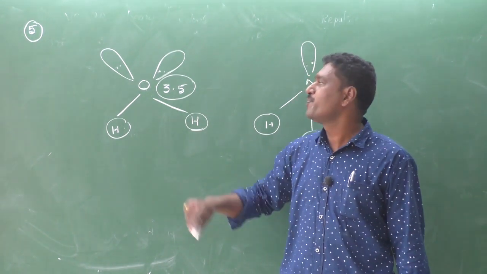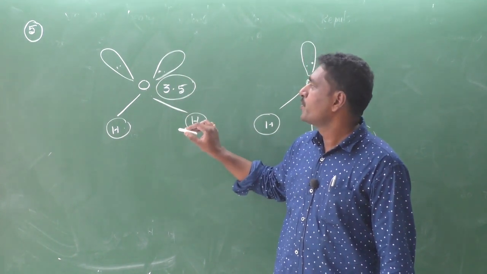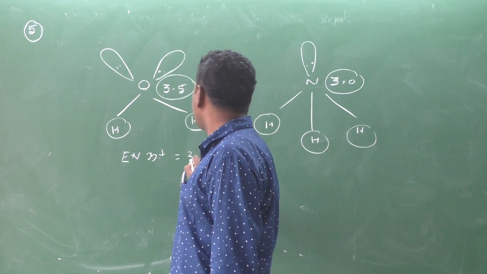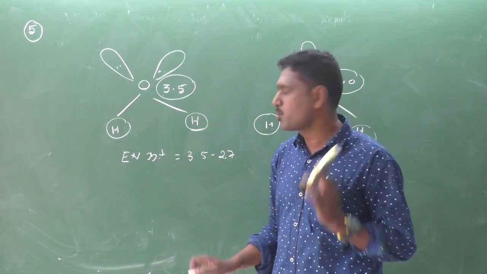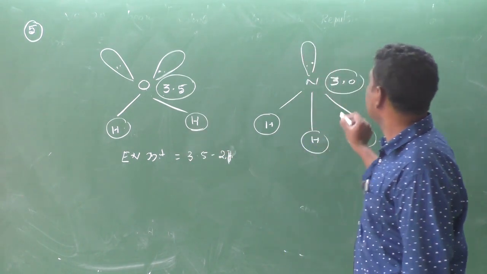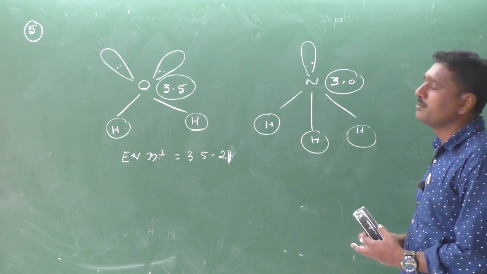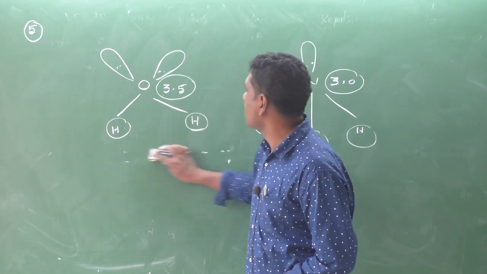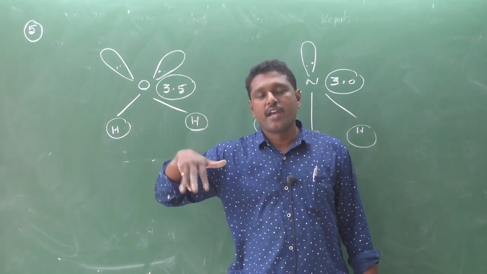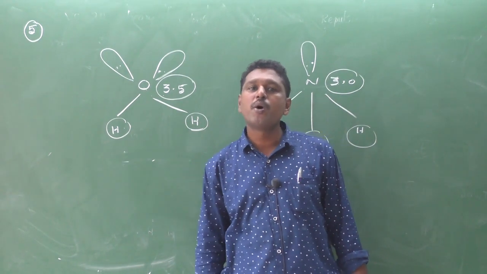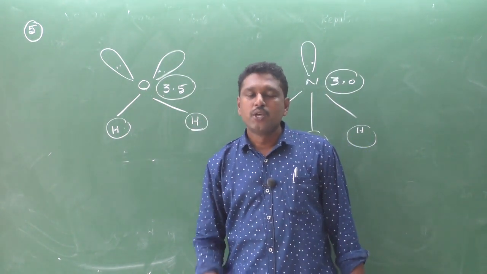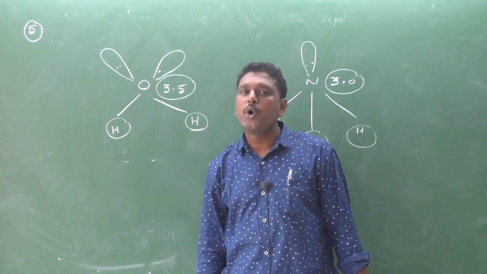Therefore, the magnitude of repulsion forces depends upon the electronegativity difference of the central atom and bonded atom. For example, here the electronegativity difference is 3.5 minus 2.1 for hydrogen. So 3 minus 2.1, the difference is less here, and the difference is more here. Therefore, the repulsions depend upon the electronegativity difference of the central atom and bonded atoms. If the difference is more, repulsion is also more.